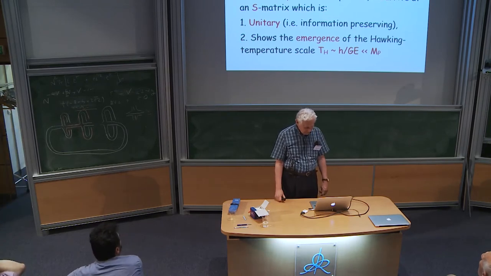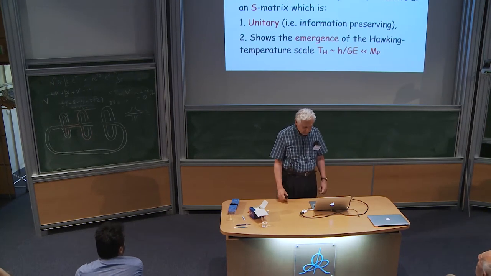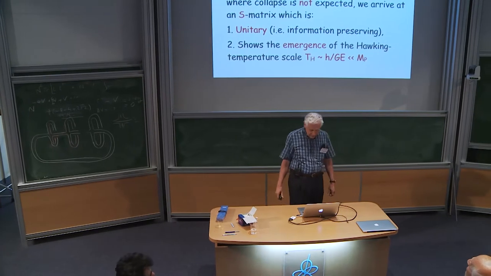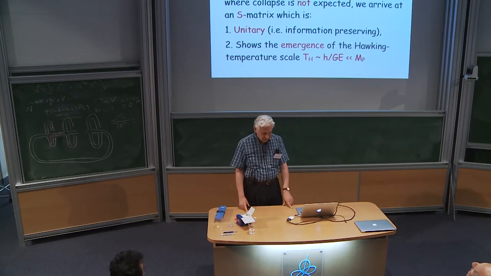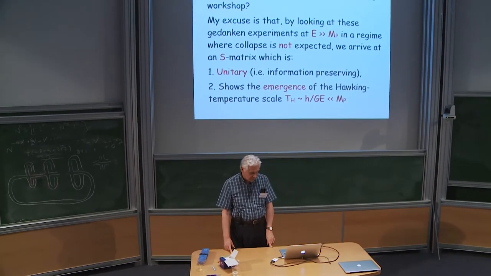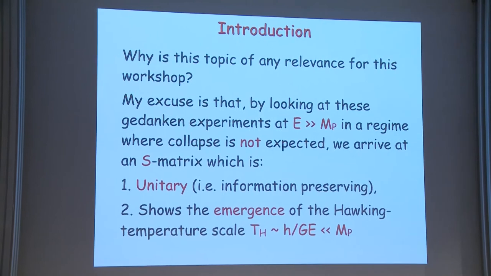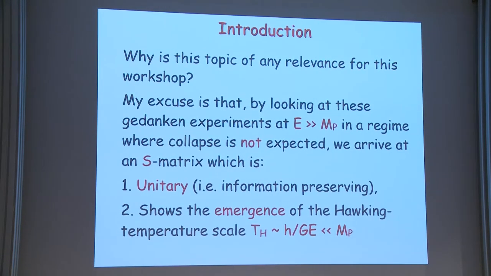As I will try to argue, my excuse is that by looking at these Gedanken experiments at energies much larger than the Planck scale, and in a regime where collapse is not expected, I emphasize that, of course, we arrive at an S matrix which is on one hand unitary, so information preserving, and on the other hand, it shows the emergence of the Hawking temperature scale, which is something much smaller than Planck. In fact, the farther you go in the incoming energy above M Planck, the lower you go in this characteristic energy scale, which will be the characteristic energy scale of what comes out of the process.